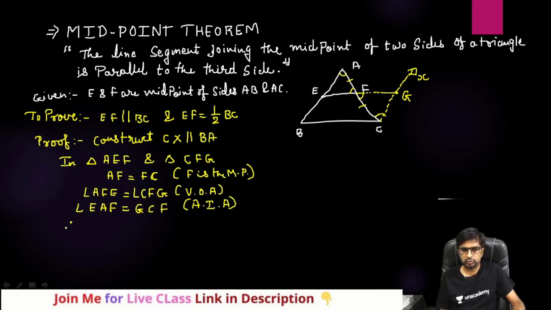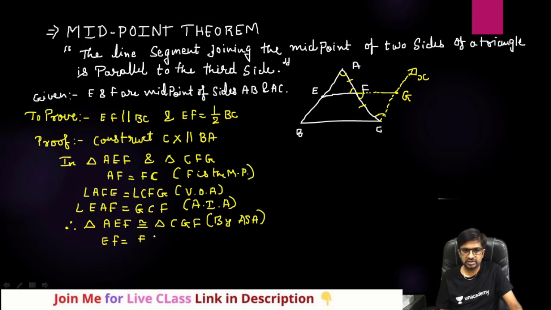And therefore these two triangles are congruent. Which triangles? Triangle AEF is congruent to triangle CGF, by which rule? You can see two angles and a side between them. So angle side angle. So first of all we need to do this. Now we are going to get many CPCTs out of this that are going to help us. First CPCT that we need for this is EF equals FG.